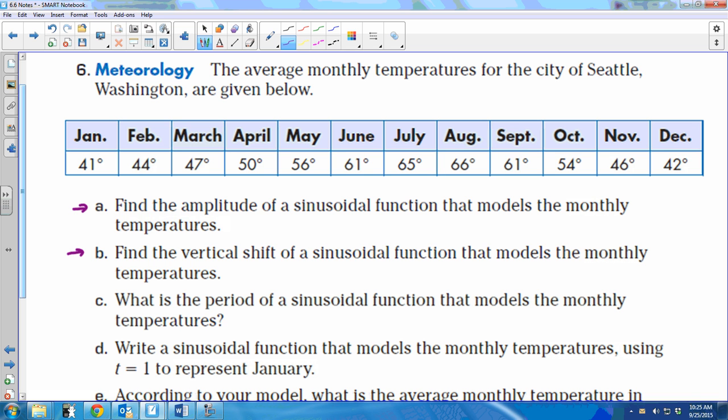In my opinion, it's easier to figure out the vertical shift and then the amplitude. So I'm going to do part B first, and then do part A second. All right? So we need to figure out the maximum and minimum temperature so we can find that middle again. So the maximum temperature was 66. The minimum was 41. Right? So to find the vertical shift, we just average those. And I got 53.5.